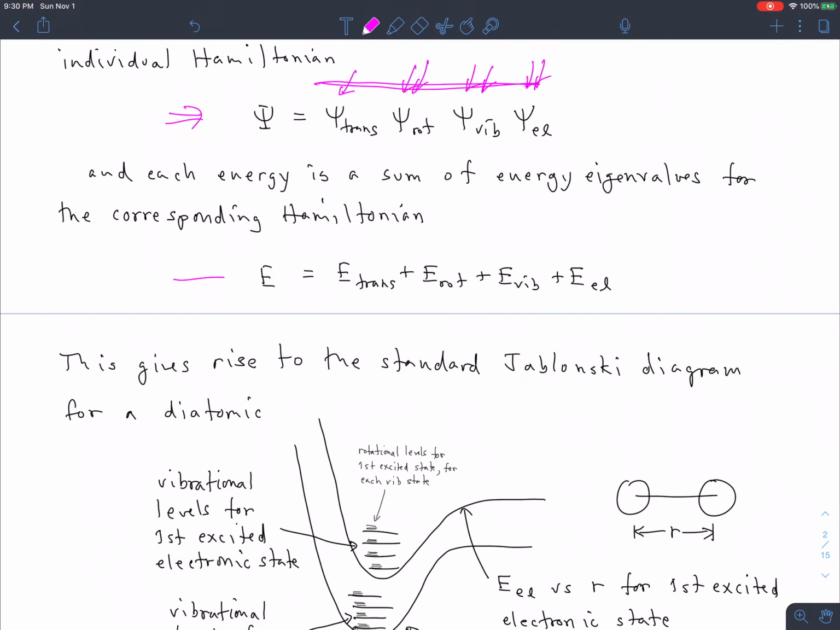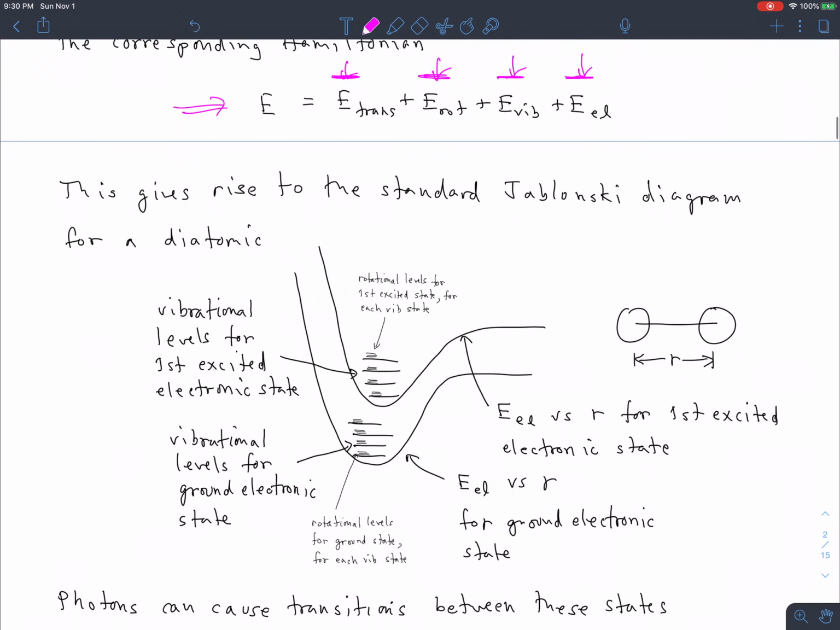And the energy levels for the molecule can then also be written, again approximately, as a sum of translational terms, rotational terms, vibrational terms, and electronic terms. That means that you can draw a picture that represents the energies. It looks something like this.